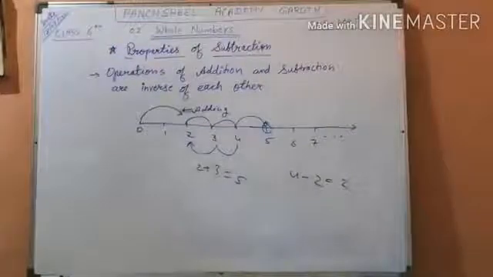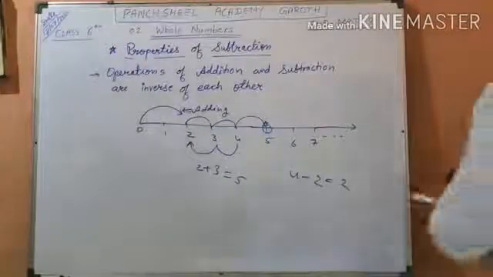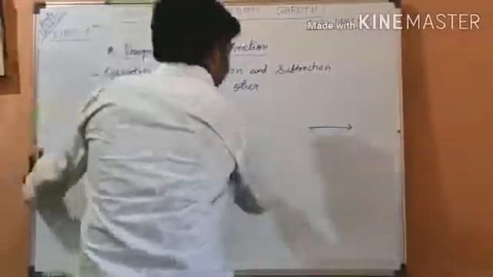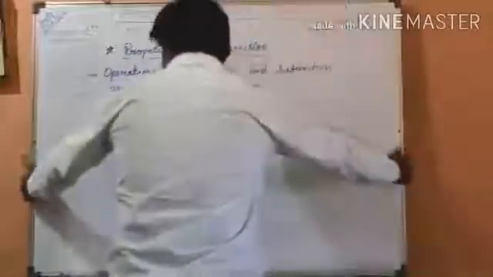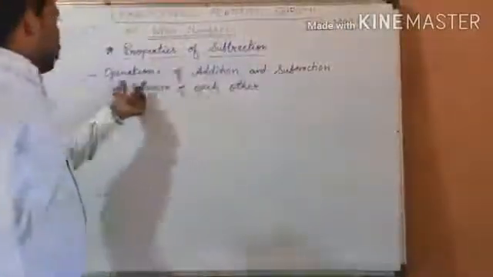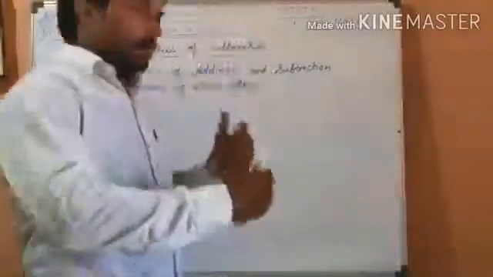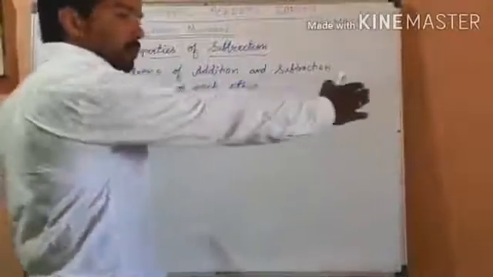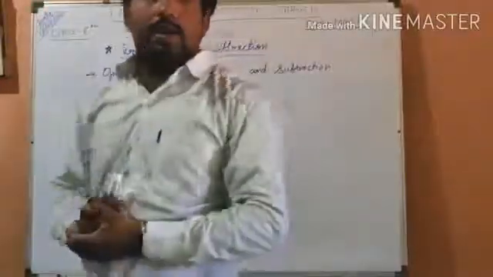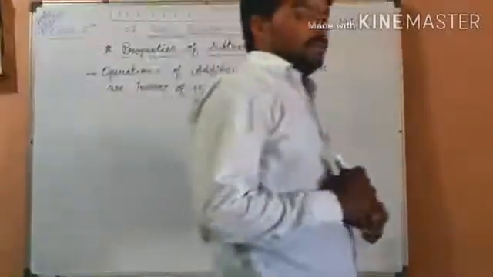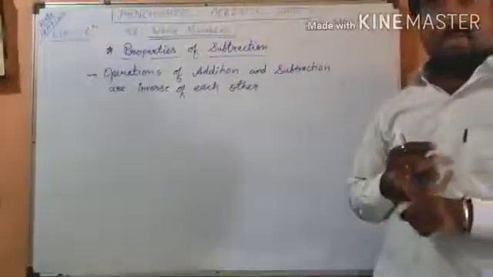But we must know this thing: the operations of addition and subtraction are inverse of each other. This is an easy thing. In addition we always go to the right side of the number line, and in subtraction we always go to the left of the number line. But if we talk about the properties of subtraction, in addition we saw the first property is the closure property.